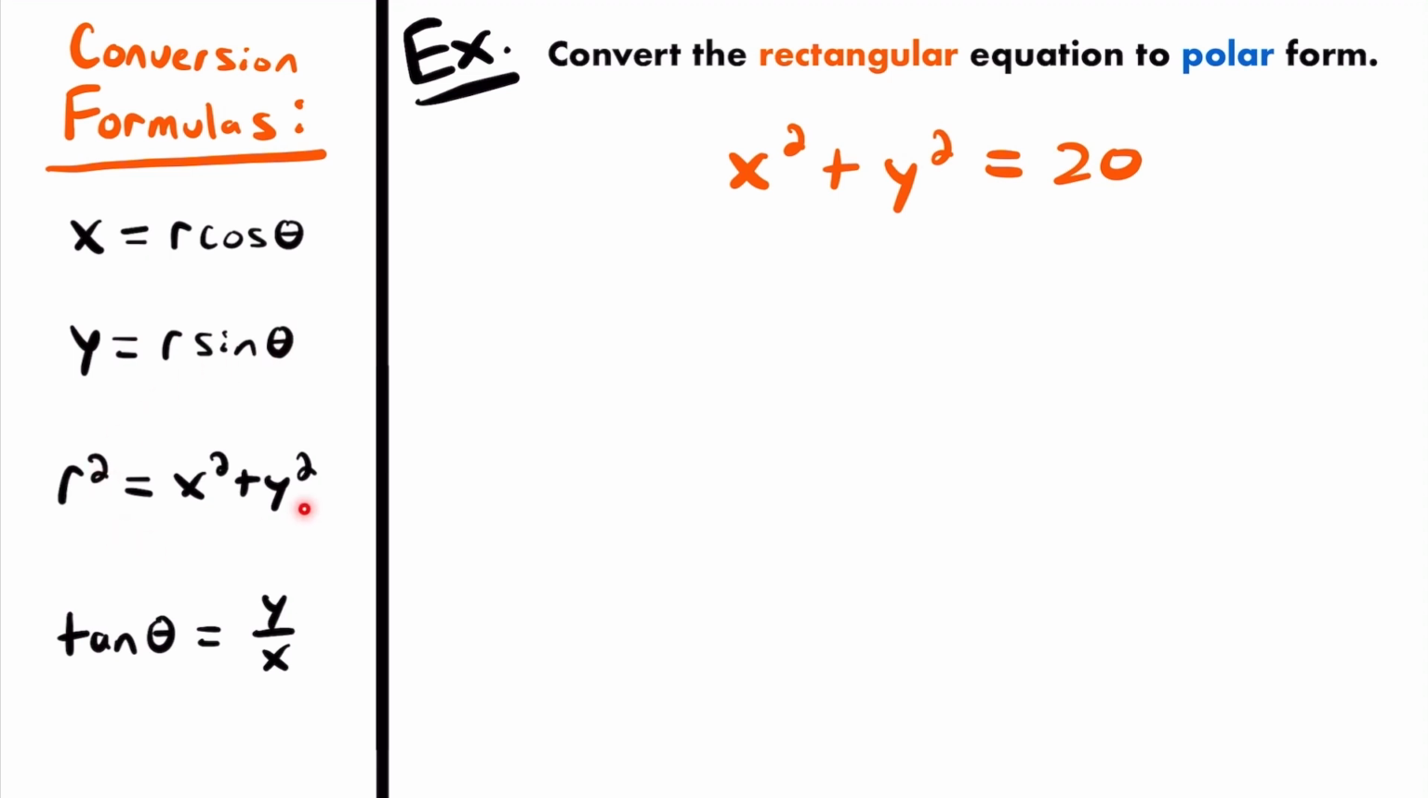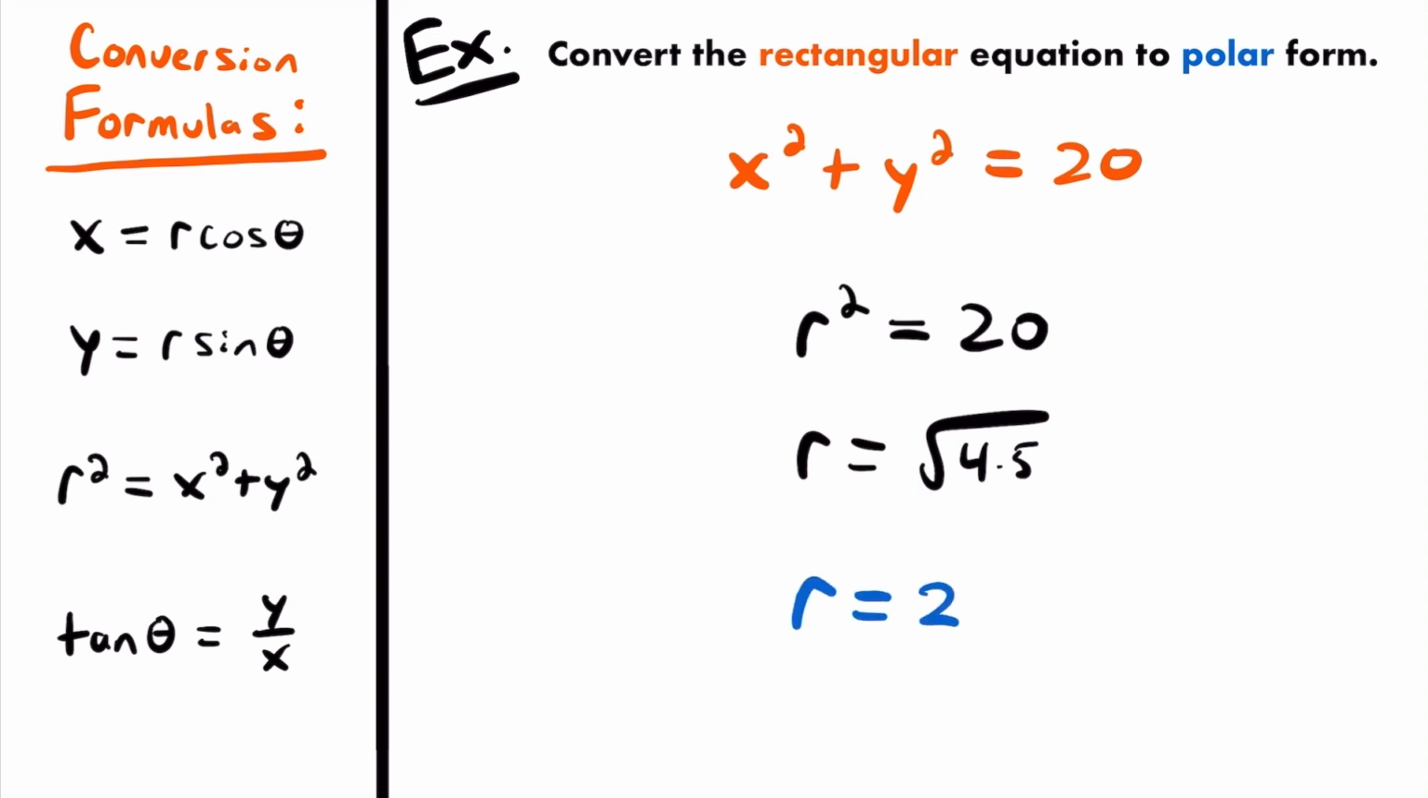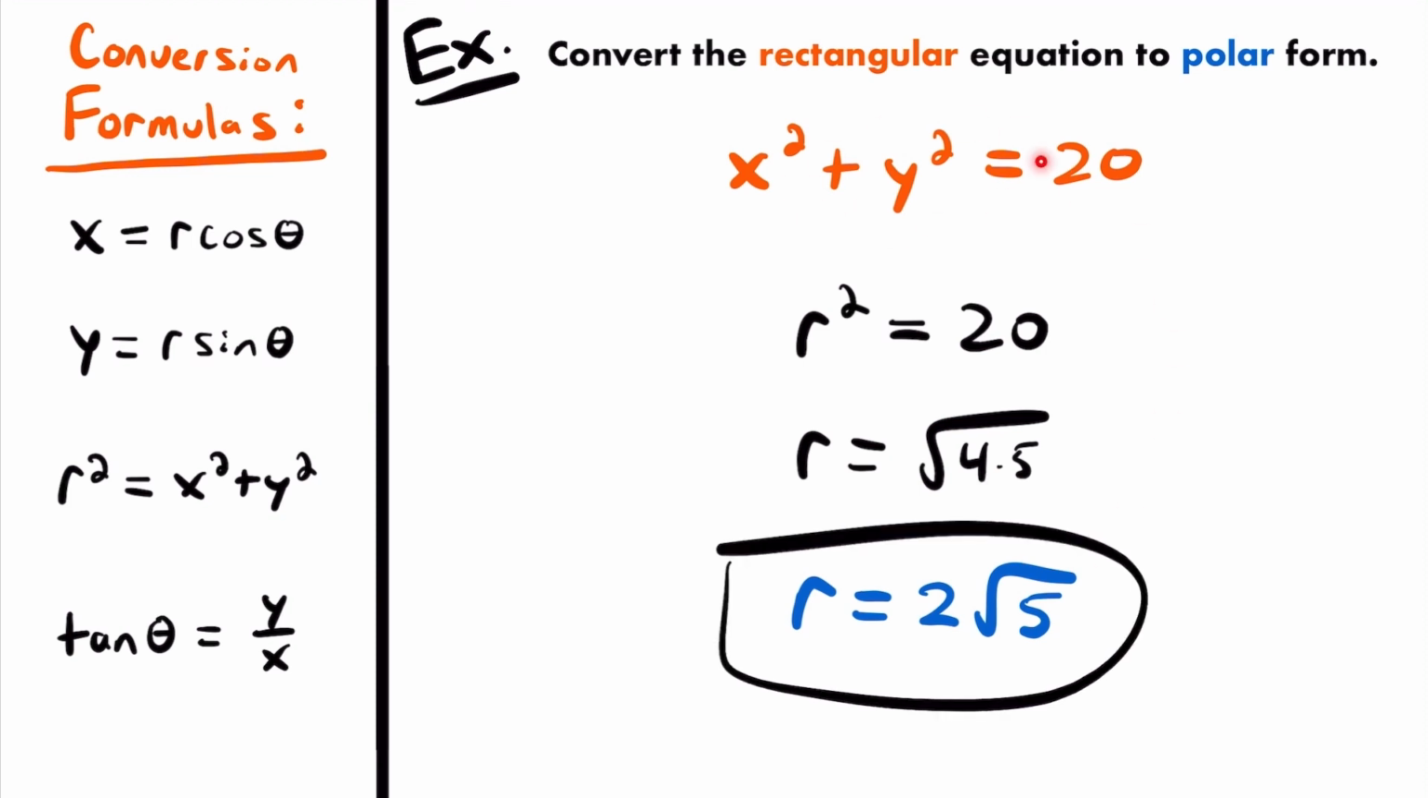But if you look at this other equation we have here, we know that r squared is equal to x squared plus y squared. So we can just replace x squared plus y squared with r squared. So we'll have r squared is equal to 20, and now we can just solve for r by taking the square root of both sides. And so we'll have r is equal to the square root of 20, but we can simplify the square root of 20. Remember that 20 is the same as 4 times 5, and so we can take the square root of 4, we know that that's 2, and so our polar equation will be that r is equal to 2 times the square root of 5. All right, and so that is the polar form of this rectangular equation.